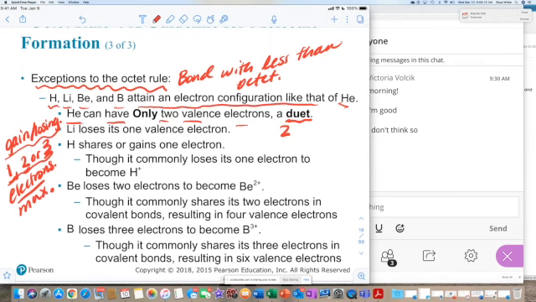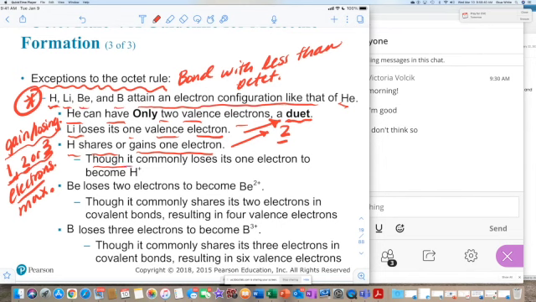Now, duet tends to be used in a singing group where you have two people singing together. But yeah, here they mean duet with two electrons. Lithium will have to lose one valence electron to have a duet of electrons. We'll see that later on. Hydrogen shares or gains one electron to have a duet. And so they're showing you that these elements here will then be able to bond without getting to octet. This is very important. We'll mention this later on.